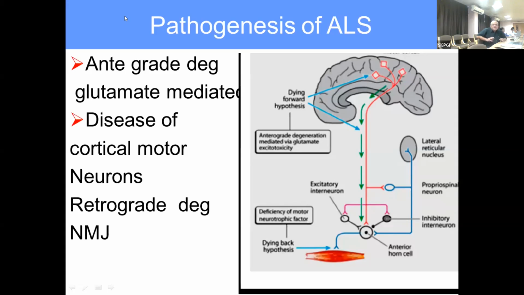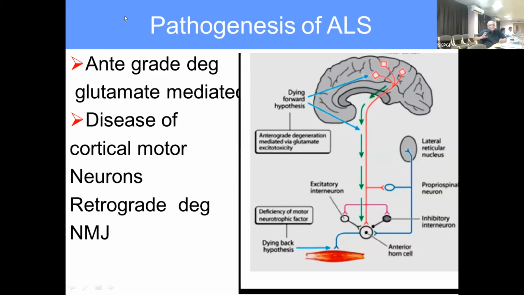Now, I want to give a closing comment. I'm quite interested in this problem, and everybody has talked about split hand syndrome, wasting. So I was reading about ALS, and then it comes to the question: is it an antegrade degeneration or a retrograde degeneration? Where does the pathology begin? Does it begin in the cortex and go down, or does it begin in the anterior horn cell, neuromuscular junction or spinal cord and go up and down? So that was the question.